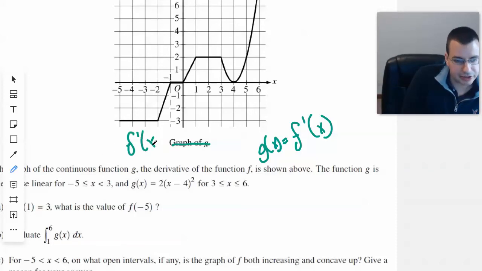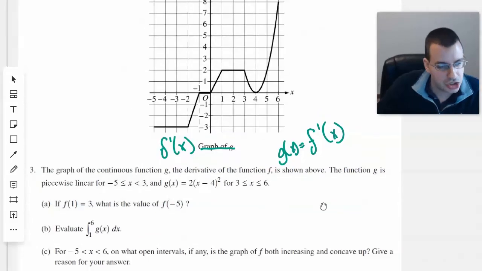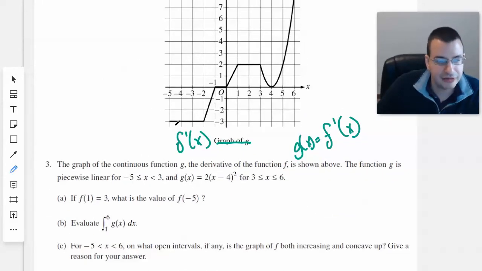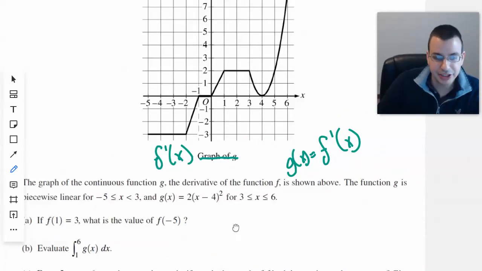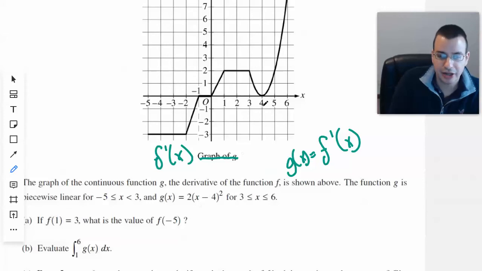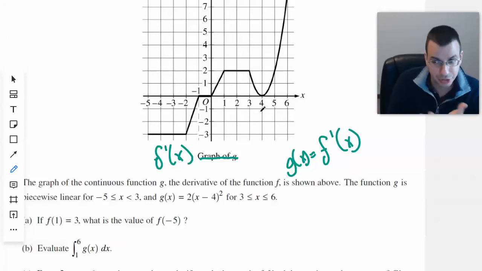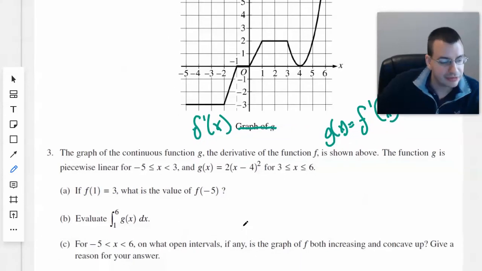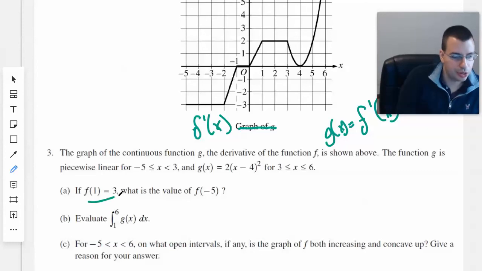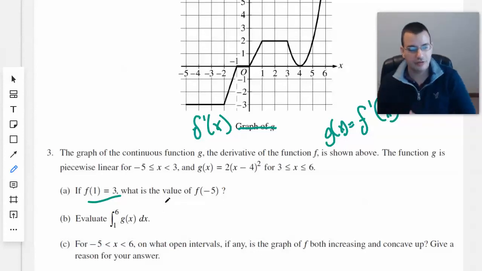F prime of x. Okay. As shown above, the function g is piecewise linear for negative 5 to 3. That means they just have straight lines. And g of x equals a quadratic for this portion. You can see here too is the 4, so it's like a quadratic starting at x equals 4, at (4, 0), going from 3 to 6. Okay. If f of 1 equals 3, what is the value of f of negative 5?